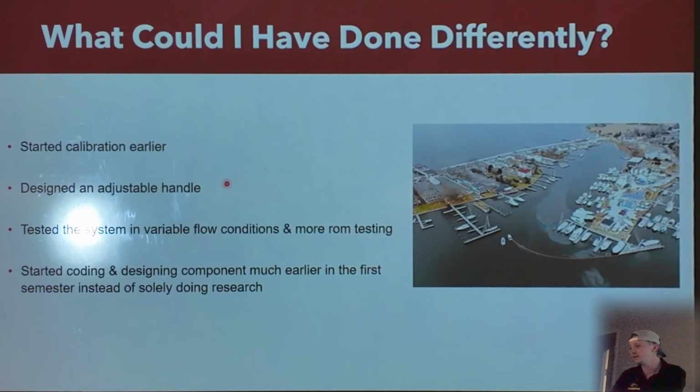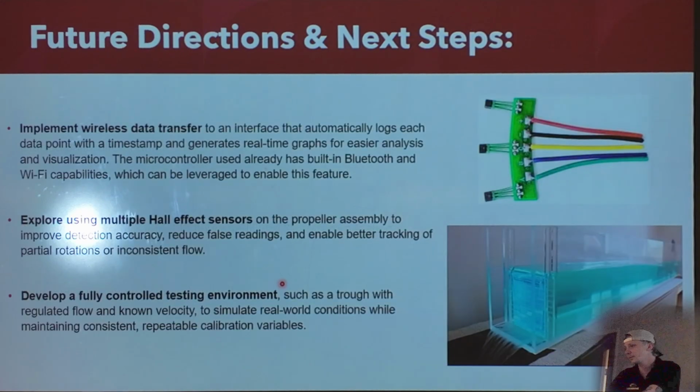I wish I tested my system in more variable flow conditions for more RPM testing, which is when you have a flow, let's say 10 meters per second, and it goes up to like 12 and then back down. I just tested it at set RPMs. I wish I started coding and designing the components much earlier instead of doing research all first semester, so I could have designed something probably more complicated and better.